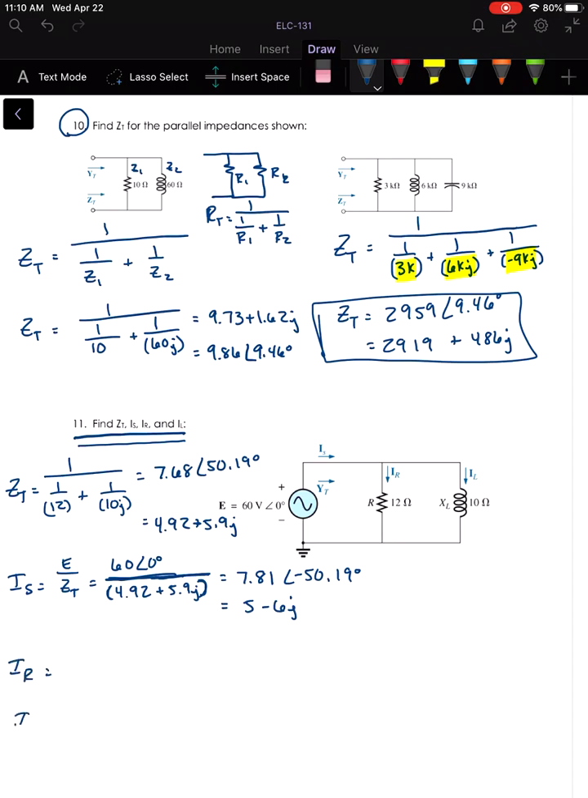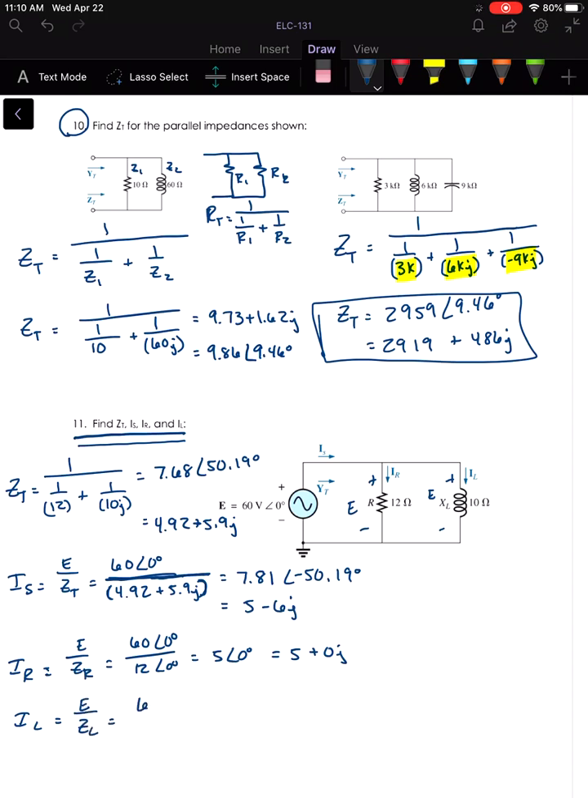Okay, so now to find the current through the resistor and the current through the inductor, remember in parallel we have the same voltage drop across all of the elements. So here now we're looking for current. This is a current divider. So IR is simply going to be E over ZR, where we have 60 volts at 0 degrees, over our 12 ohm resistor also at 0 degrees. So we should have 5 amps at 0 degrees there, or 5 plus 0J.